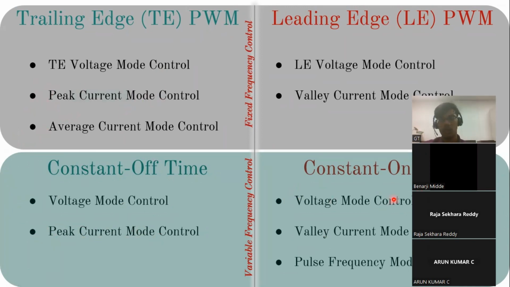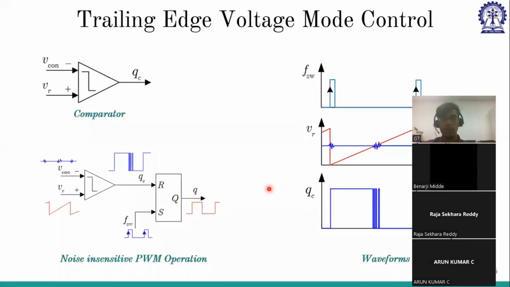In constant on time we have voltage mode control and valley current mode control. In this current mode control, the frequency is fixed and the duty ratio is varying. Here the on time is fixed and the off time is varying, but both are analogous to each other. Coming to voltage mode control.